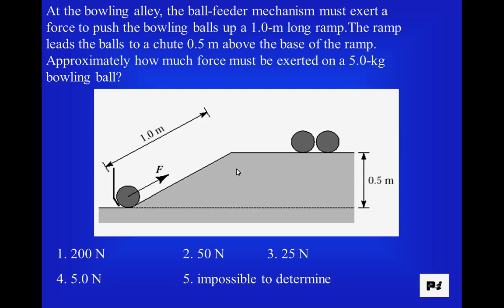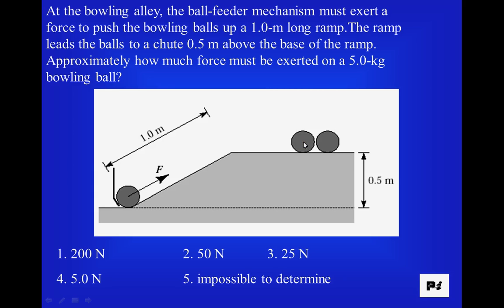what we're doing here is we're doing work on the bowling ball to change its gravitational potential energy, to give it mgh. So its mass of 5 kilograms times g, which is about 10, times h, 0.5 meters. It's about 25. 5 times 10 is 50 times 0.5. About 25 joules of energy that we're giving to this ball.